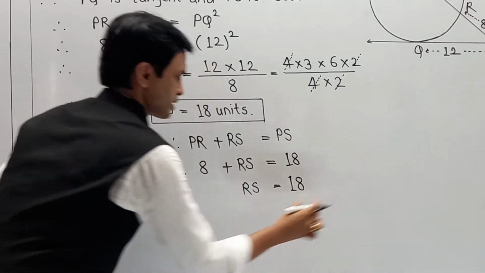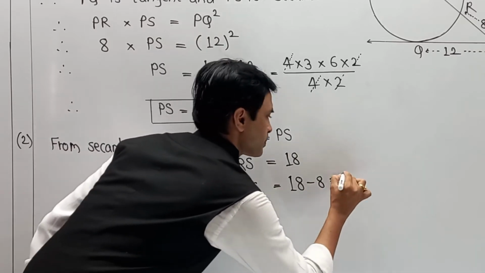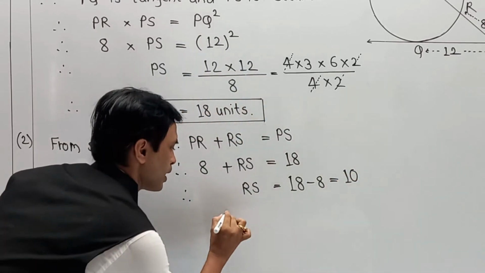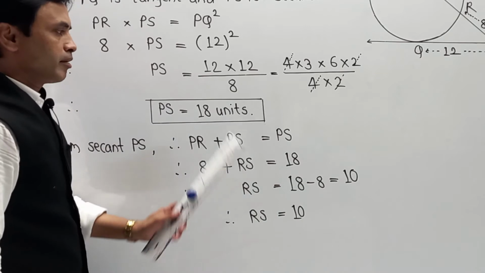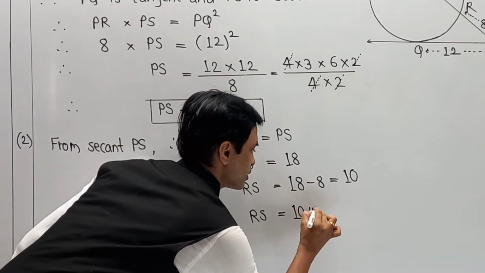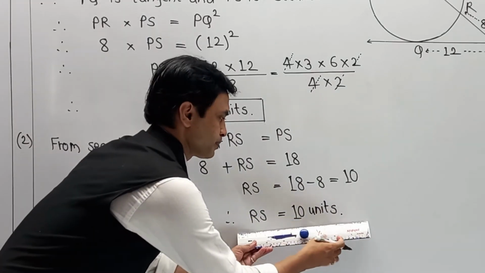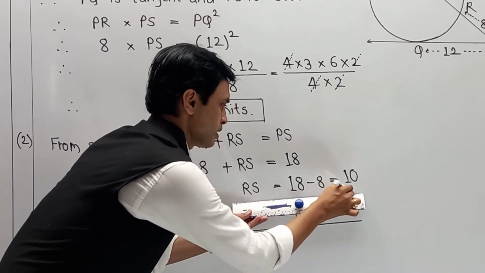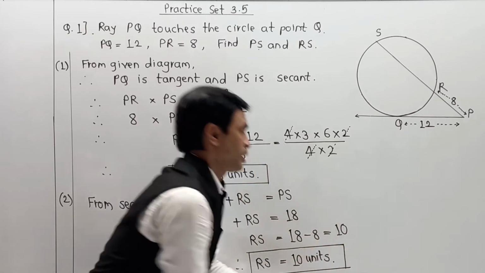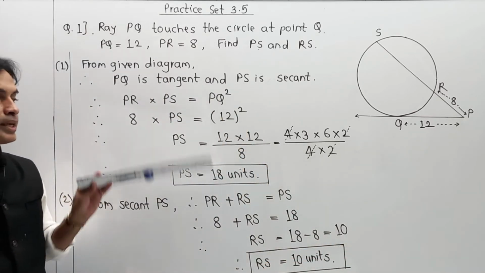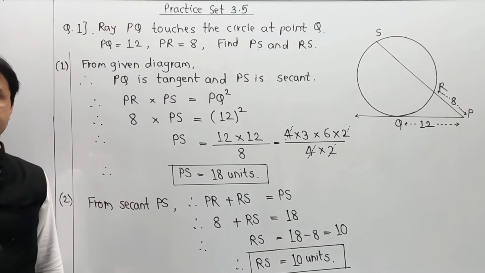This plus 8 is shifted to that side, it becomes minus 8. And simply 18 minus 8 is 10. So the value of RS is equal to 10. And again, as we don't know the unit, I am going to write it as units. In this way our second answer is also completed. As this is the main answer, I am going to make a box around it. And students, in this way you can complete all the parts very systematically, and you can have answer 1, answer 2 indication.